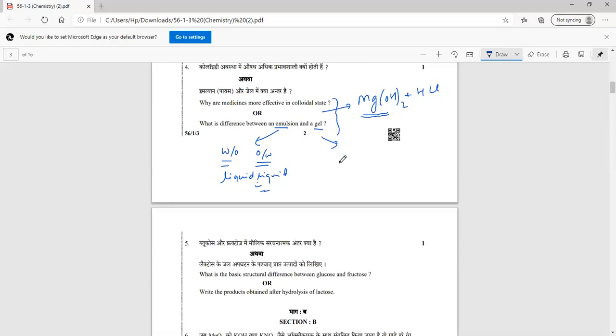And gel is when liquid is added to solid. Example, dough of wheat flour, jam, jelly, all these things. So this is the difference.